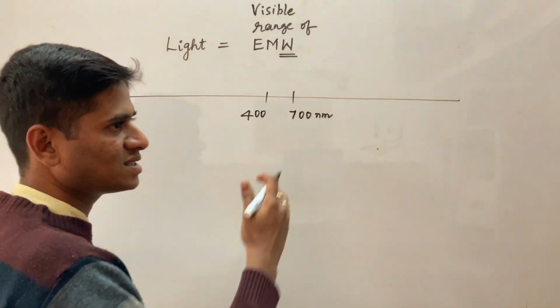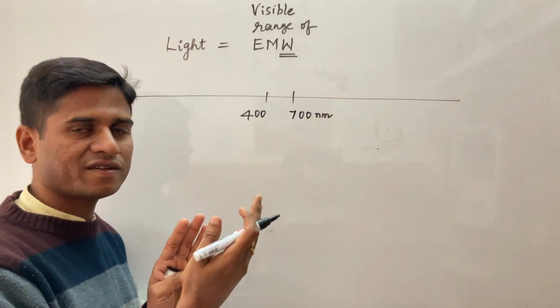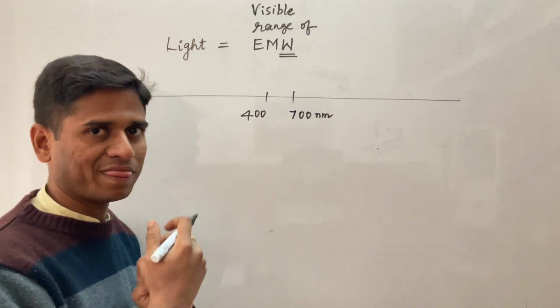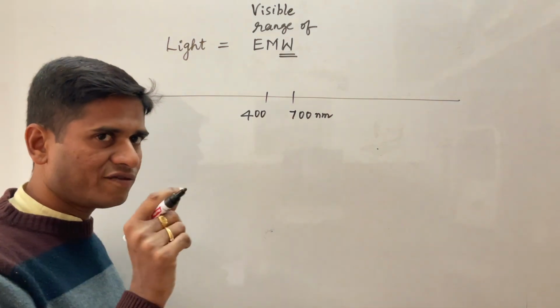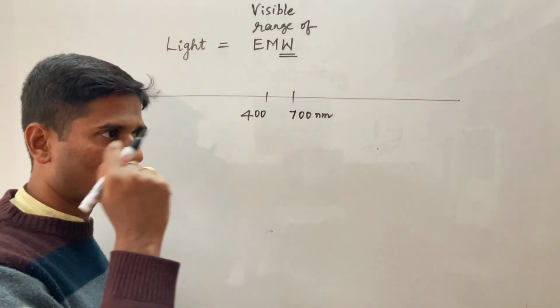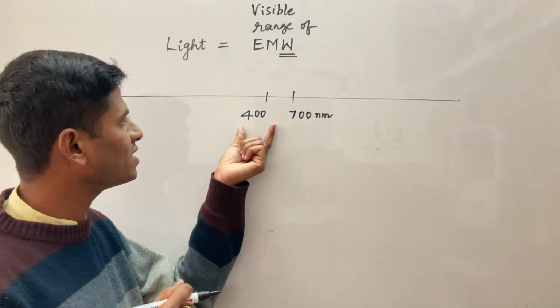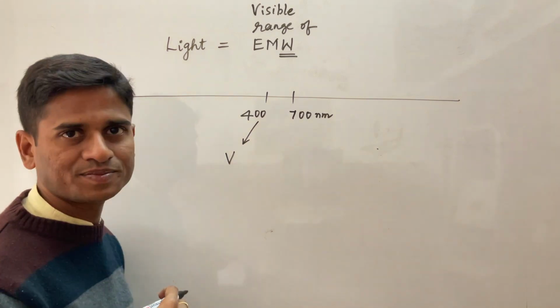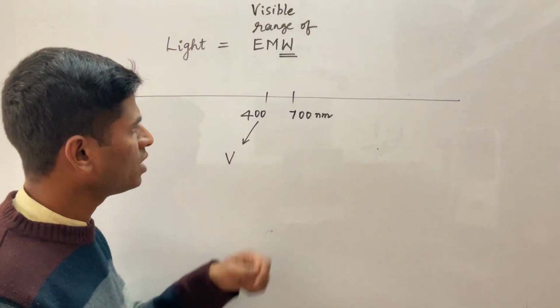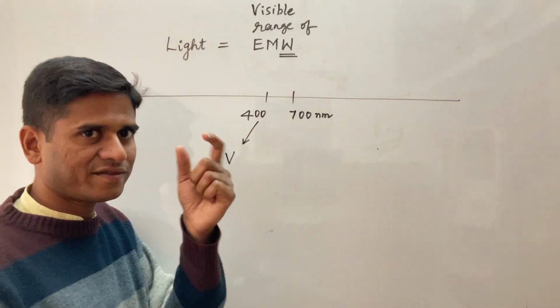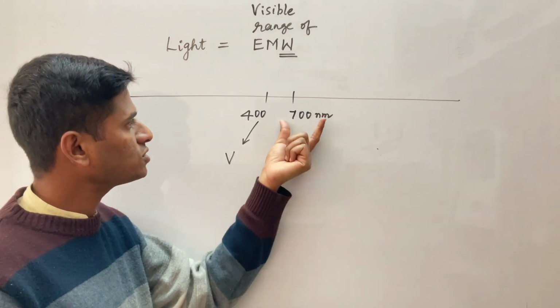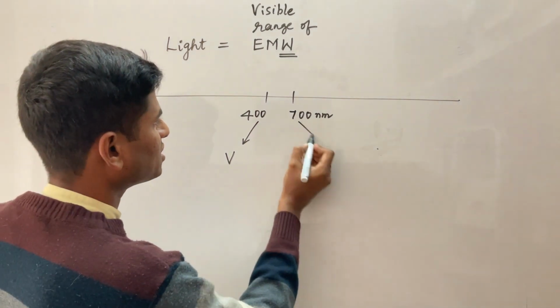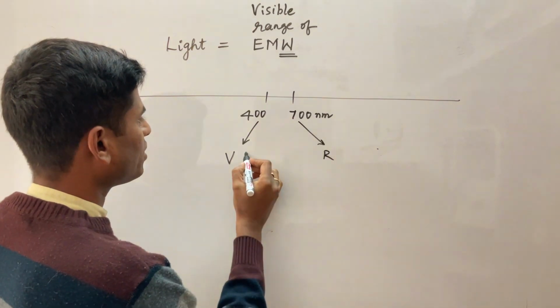What is this? This is basically wavelength. Every wave has its own wavelength. Now, if you receive an electromagnetic wave whose wavelength is 400 nanometers, that corresponds to a violet color. And if you receive an electromagnetic wave whose wavelength is 700 nanometers, this corresponds to red, and in between you have Vibgyor.